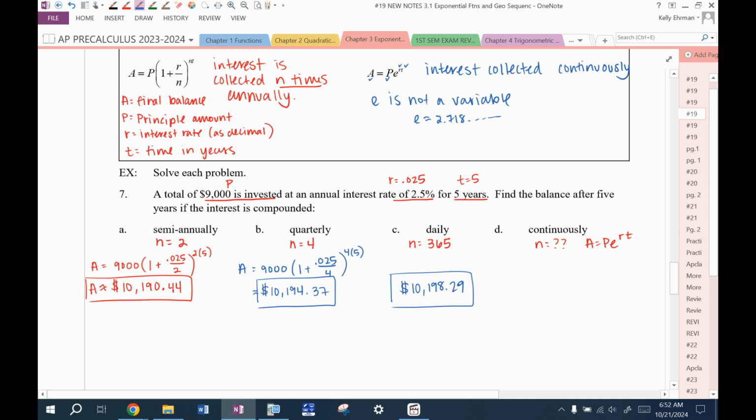So that makes sense. That's even more, not much, but still more than I had previously. And then continuously. So continuously, remember, we're not using an N value. We're using this formula. So this is going to be A equals 9,000 times E to the 0.025 times 5.